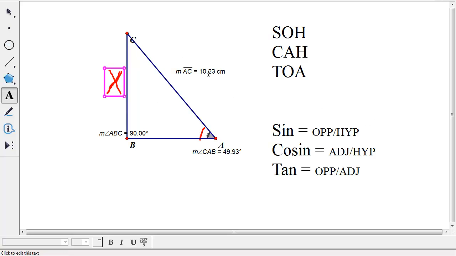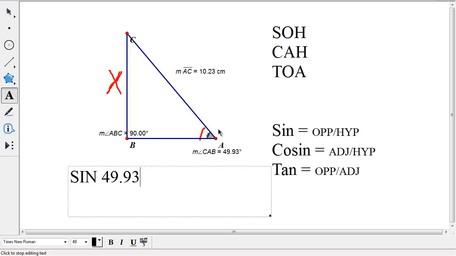We've got the hypotenuse, and we've got this angle. So the problem would look like this. Sine of 49.93 degrees equals the opposite side, X, divided by the hypotenuse, 10.23 centimeters. You should always have the units on.